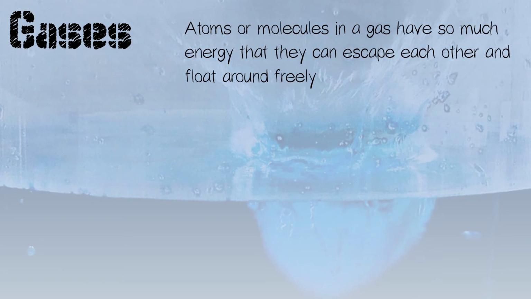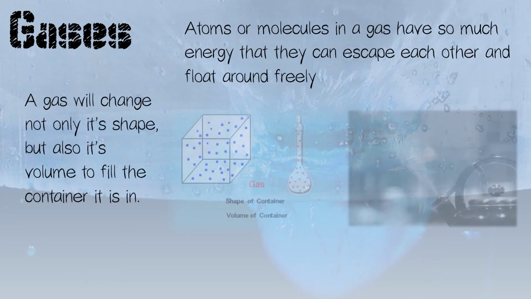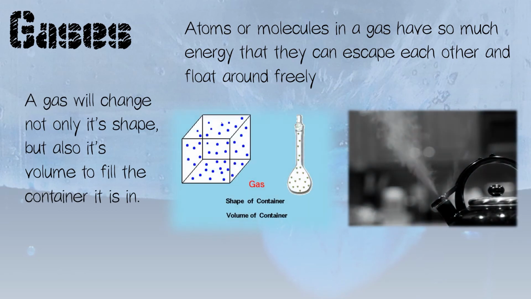And our third main state of matter is gases. Atoms or molecules in a gas have so much energy they can escape and move around on their own. A gas will therefore change not only its shape, but also its volume to fill the container it is in. In the diagram, we can see the molecules have spread out evenly through the cube or through the bottle, and they have fit the shape of the container they are in.